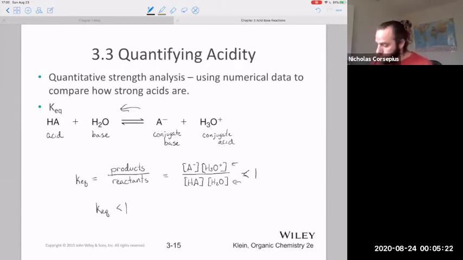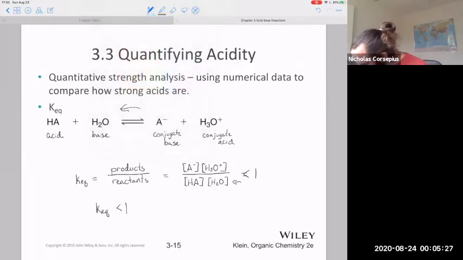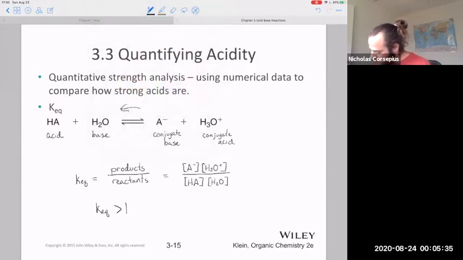Likewise, if the opposite is true and Keq is greater than 1, that's a reaction that favors the products, because the numerator in this equation is going to have to be bigger than the denominator. So that's how the value of the equilibrium constant works. And if it's way bigger than 1, then that's a reaction that super favors the products. This is part of the idea that we're going to be pulling on today.